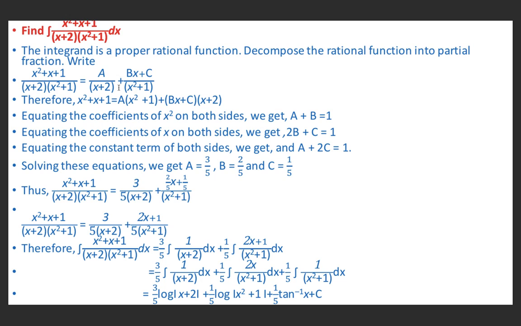So LCM here is x plus 2 into x square plus 1. So it will be a into x square plus 1, and bx plus c into x plus 2. Here also the denominator is the same, so the numerator is x square plus x plus 1 on the left hand side, and a into x square plus 1 plus bx plus c into x plus 2. Now we will find these values of a, b and c.